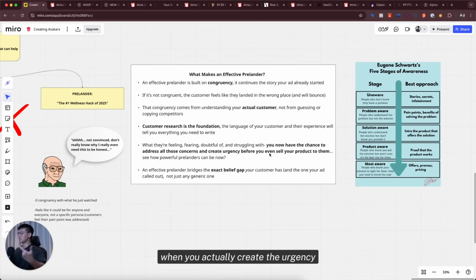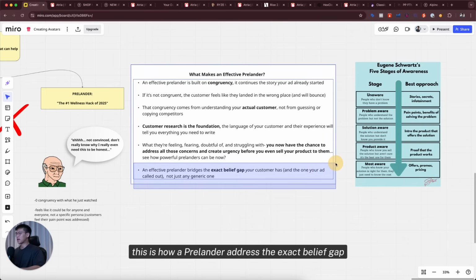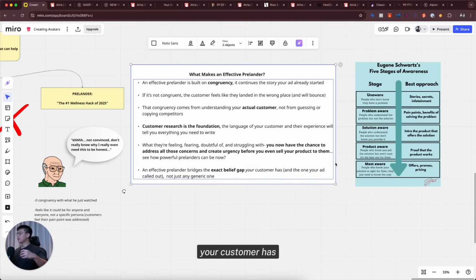So when you actually create the urgency for them to purchase, they'll be like, it's made exactly for me, I'm going to purchase, I'm convinced. This is how a pre-lander bridges the exact belief gap your customer has. They think it might not work for them for a specific scenario or reason, and you list it out in the pre-lander, you eliminate that zombie, and they're going to purchase from there.